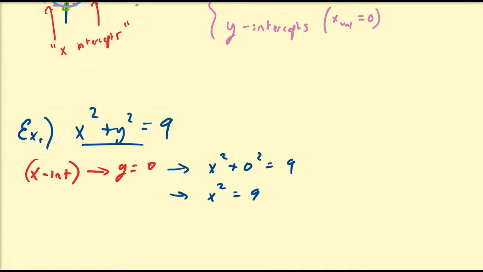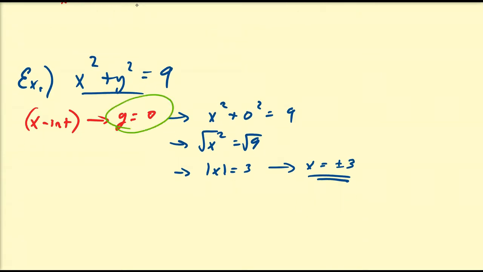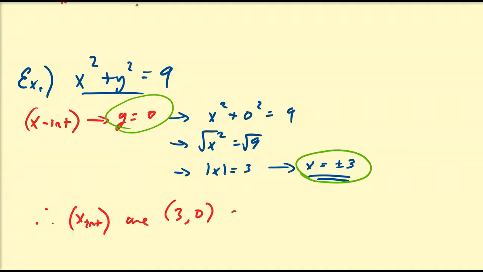So of course we know that if we take the square root of both of these sides, we get the absolute value of x is equal to 3, which means that x is going to be equal to plus or minus 3. So from here, what do we have? We have that y is equal to 0 and x is equal to plus or minus 3, which is two numbers. So that means the x-intercepts are (3, 0) and (-3, 0).